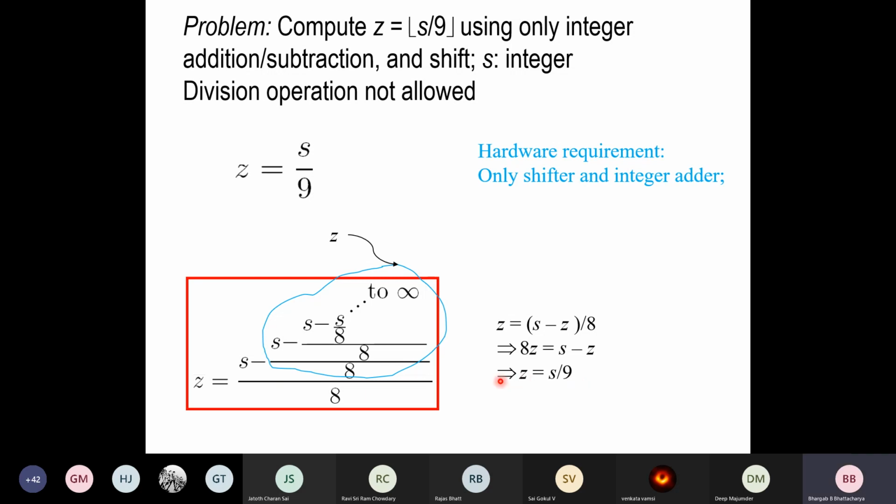So now what I'm going to do is to do approximation. I cannot do this up to infinity, but I can repeat this up to a certain number of steps, maybe 3-4 steps, and that would serve my purpose. So what I'm going to do is this. I start with S, I shift right 3 bits, which is equivalent to divide by 8, and then I do the subtraction. And then after doing subtraction, I again shift by 3 bits towards the right, do the subtraction, and keep on iterating this process a couple of times, and that would approximate this.